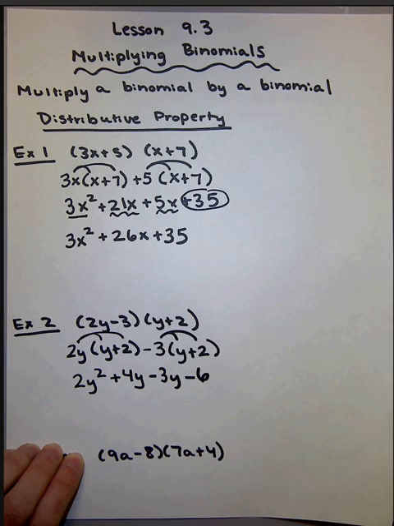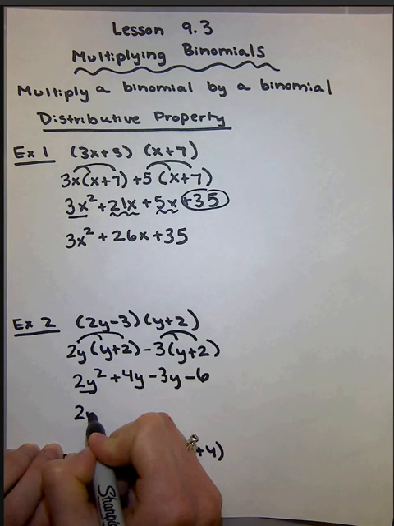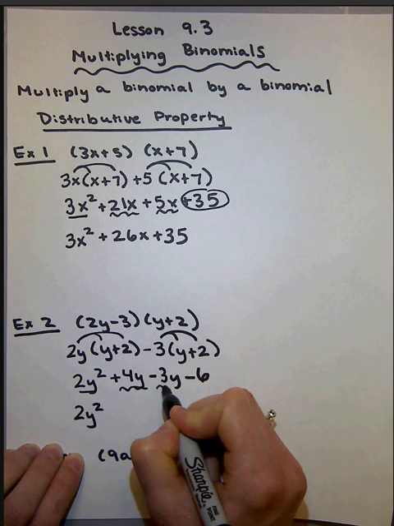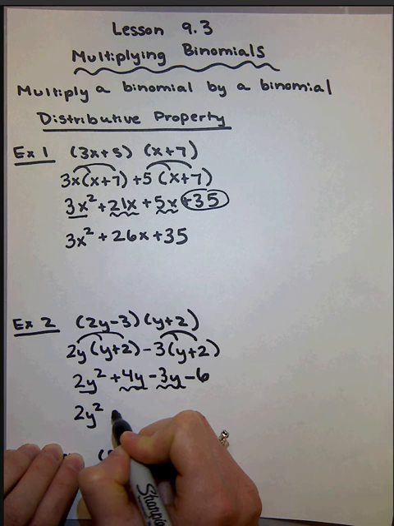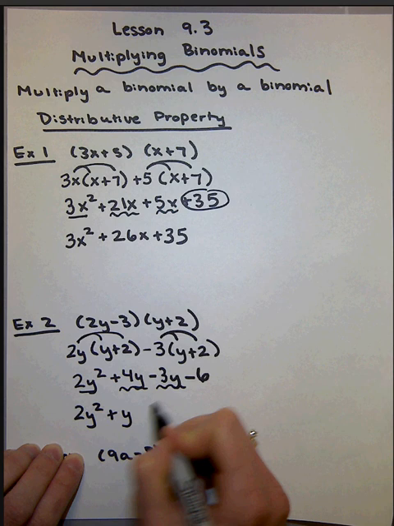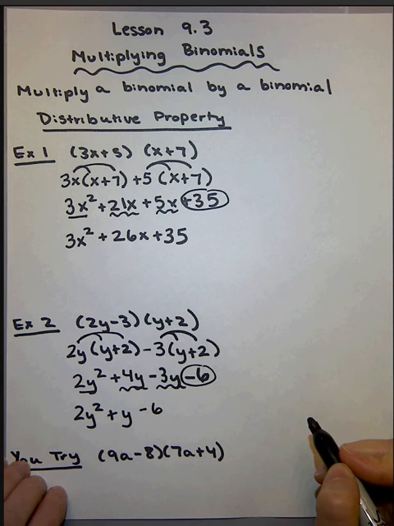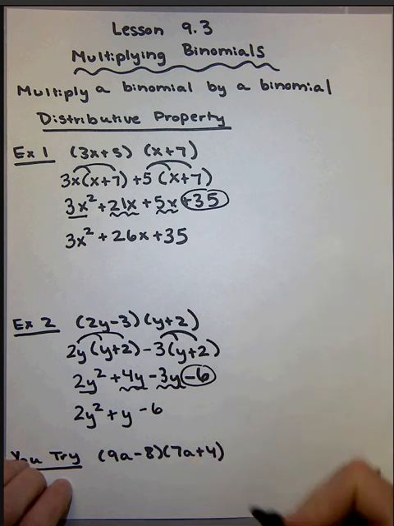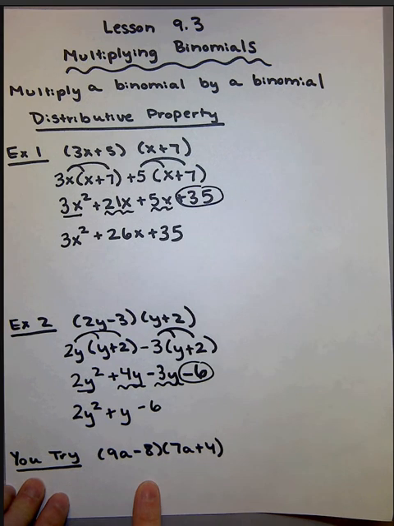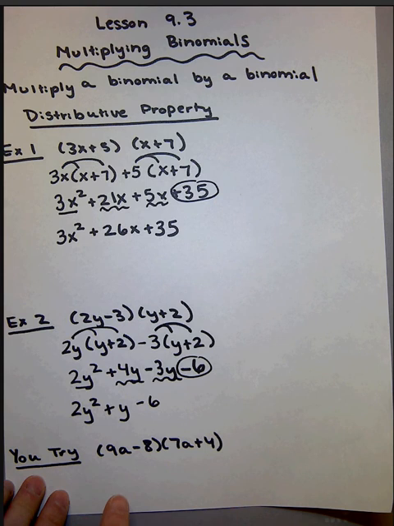And again, I'm going to add like terms. Any other y squareds? Nope, just the one. So I'm going to drop that. Now I've got positive 4y and negative 3y, which becomes positive 1y. And I don't need to write that 1y. I can just write y. And then I've got the minus 6 all by itself. Okay, so this is multiplying a binomial by a binomial using the distributive property. You go ahead and give this one a try. Copy it down on your sheet of paper. Pause the video, try it on your own, and then after you've got it, push start again, and then you can check to see if you did it right. So go ahead and pause it and try it yourself.